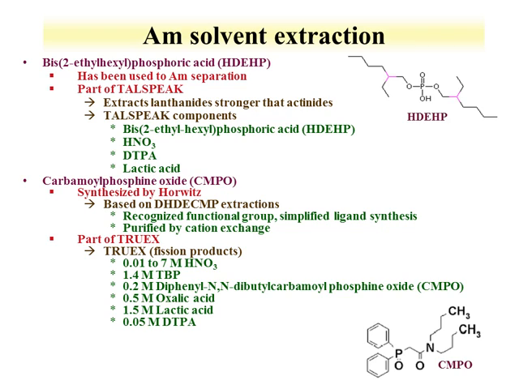Other solvent extractions that are used for americium include HDEHP. This is part of the Talspeak process, which you can look up in some links on the separations page, and will be part of the separations presentation. Talspeak uses HDEHP, nitric acid, DTPA, and lactic acid.